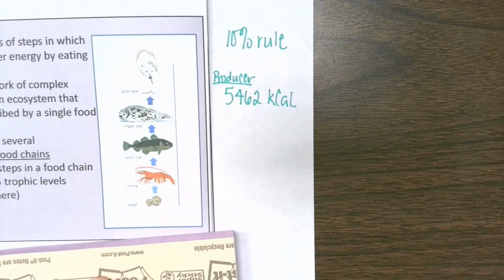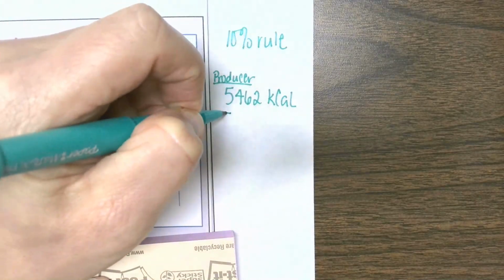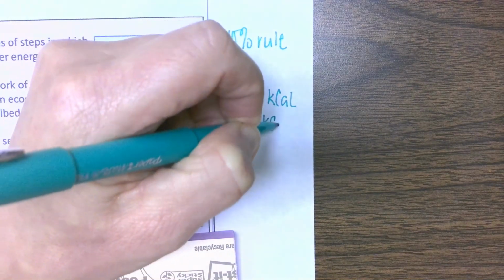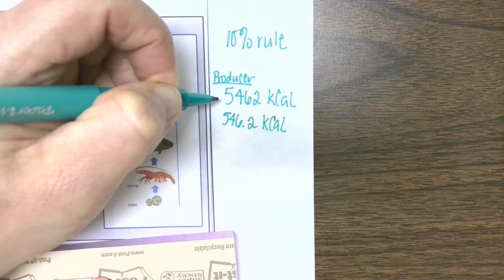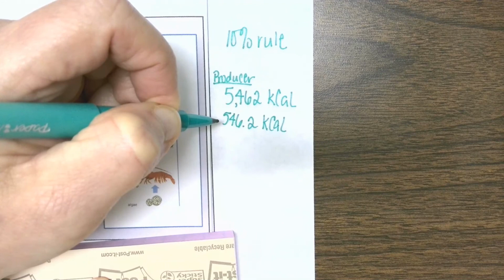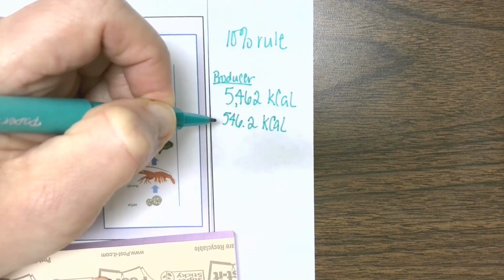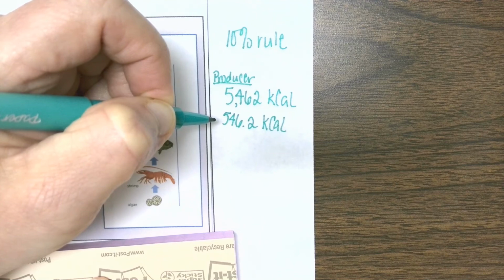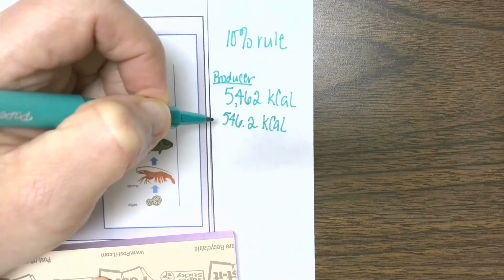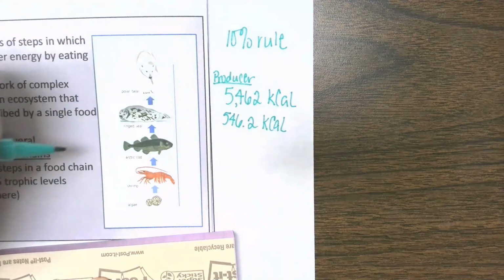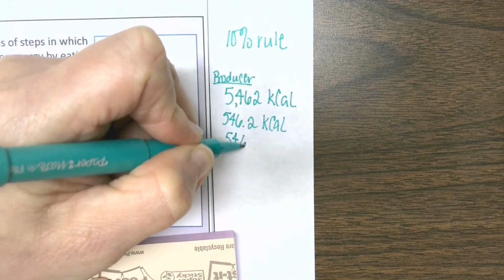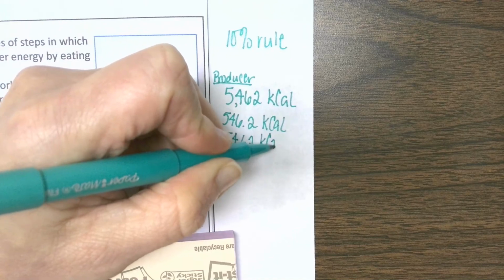That means that for the shrimp, there's going to be 546.2 kilocalories, right? 10% of 5,462 is 546.2. So to calculate 10% in your head, all you do is move a decimal place one place to the left. And I'm not going to let you use a calculator for 10% calculations. This is kind of a life skill, right? That being said, let's go on to the Arctic cod. That means that then there are 54.62 kilocalories at the level of the cod.